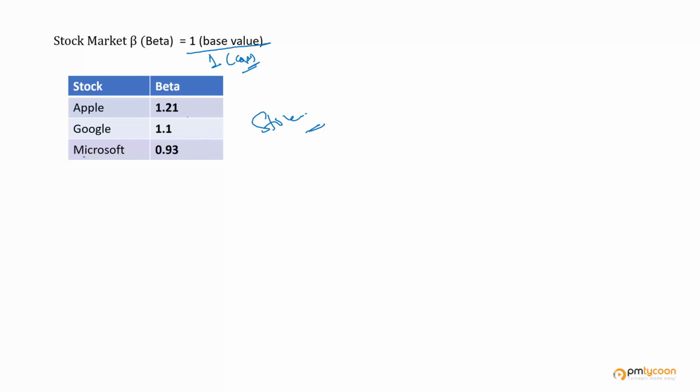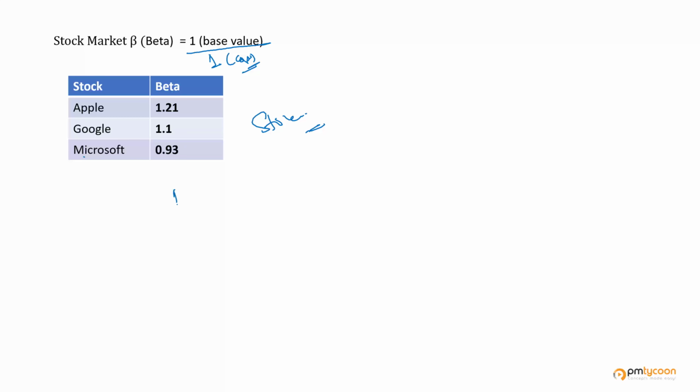On the screen, you see the beta values for Apple, Google, and Microsoft. These beta values are something you can just Google and get the numbers. We're really not computing the beta numbers. What we're doing is using beta numbers to assess our investment. I'm using Apple, Google, and Microsoft as an example just to give you an understanding of how you need to assess. It's just basic maths.